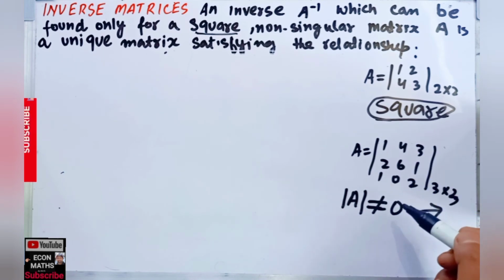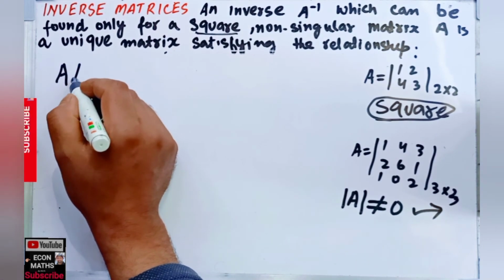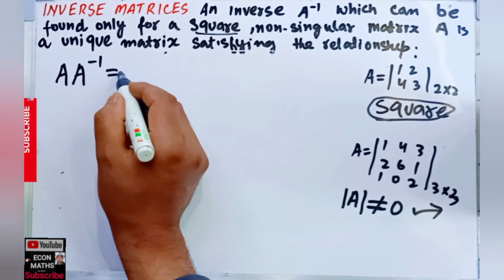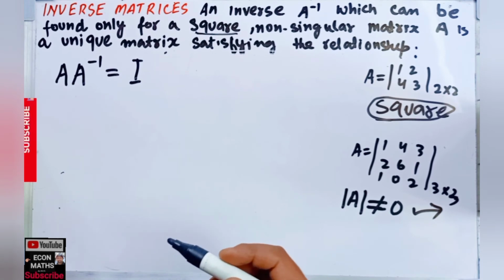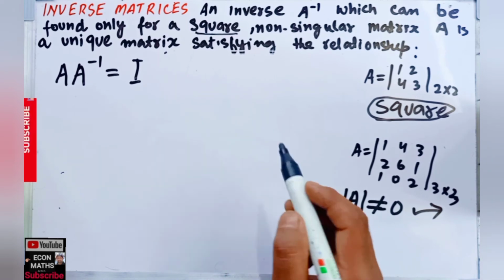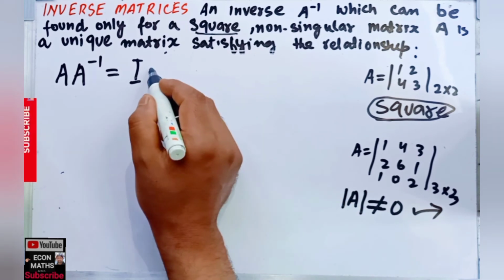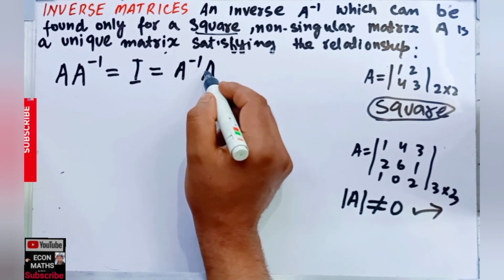The determinant we have shown in the earlier videos how to find, and in the subsequent examples we will see how to find the determinant. Now the relationship is given by, that is, the given matrix multiplied with the inverse gives us the identity matrix. Now an identity matrix is a matrix where there are only ones in the principal diagonal and zeros everywhere else, is equal to A inverse multiplied with the given matrix.